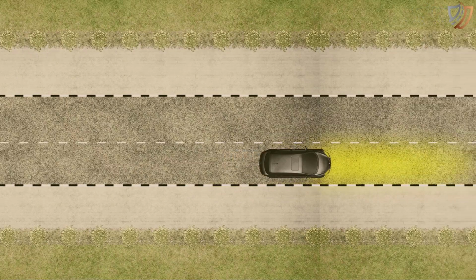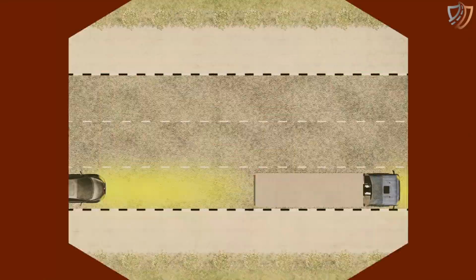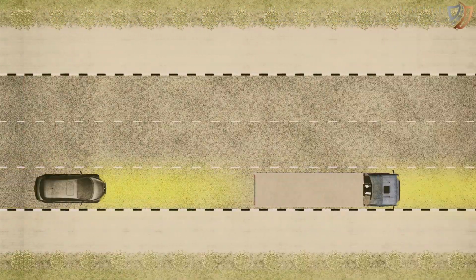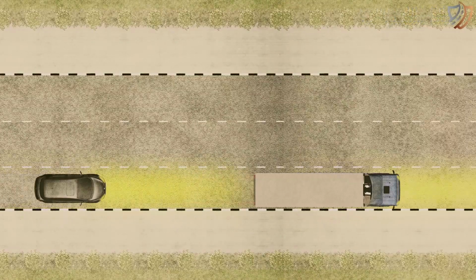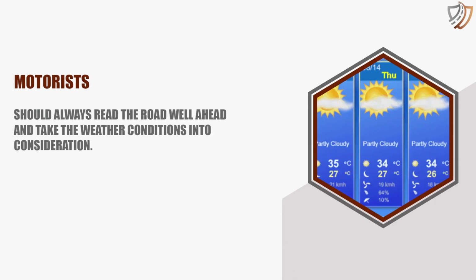Don't stop the vehicle or motorcycle in the middle of the road if the view is blocked suddenly. Try to move aside. Don't overtake heavy vehicles, especially on open roads, as the winds, along with the wave of air, can affect the stability. Slippery and sandy roads. Motorists should always read the road well ahead and take the weather conditions into consideration.